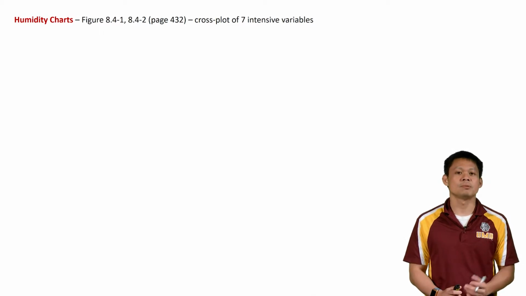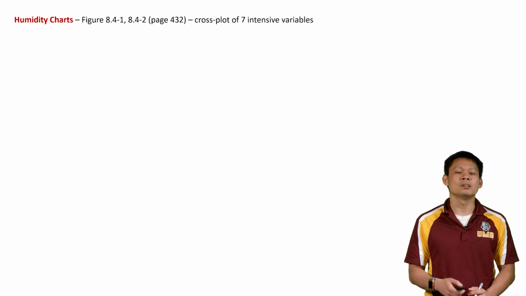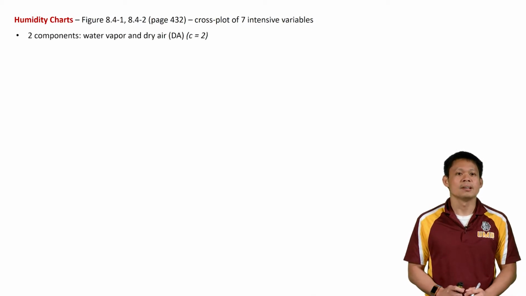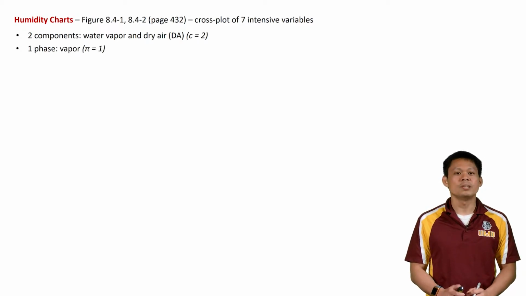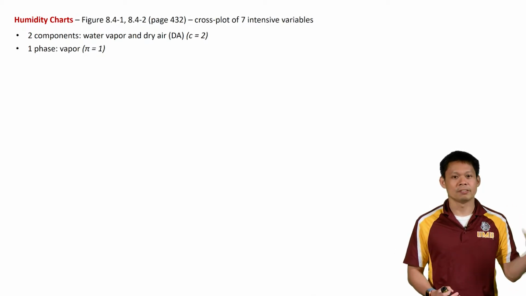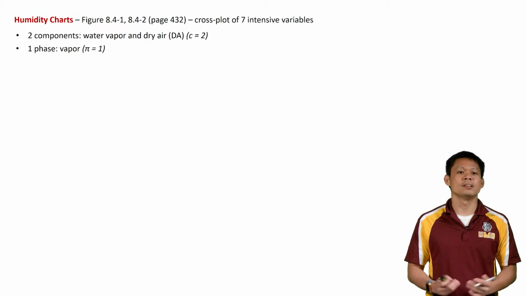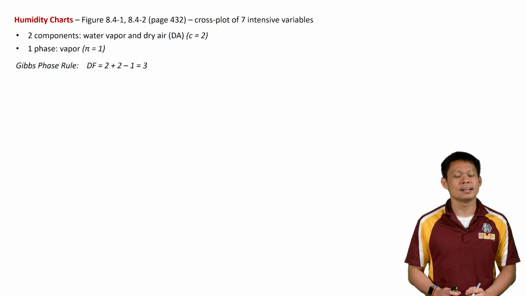And let's use the Gibbs phase rule to see why a humidity chart works the way it does. In this case, we have two different components, water vapor and dry air. So our C value is 2 in the Gibbs phase rule. We are only looking at the vapor phase, so we're looking at the air around us, right? So the water vapor and the dry air around us. So we are in the vapor phase, which means our pi is 1. If we put all that into the Gibbs phase rule, we see that we have a degree of freedom of 3.